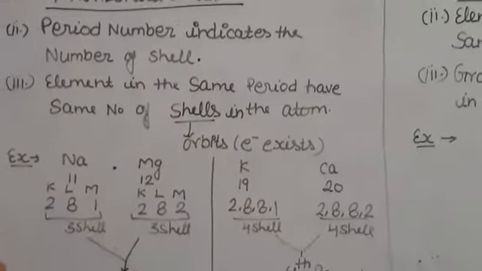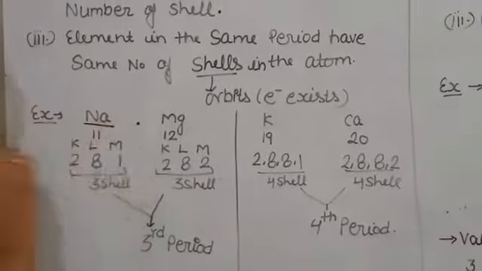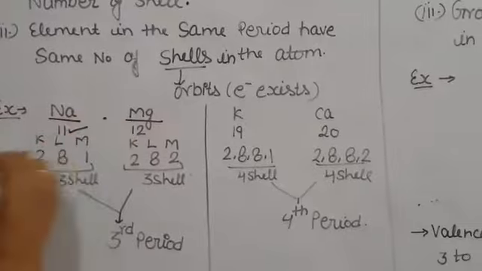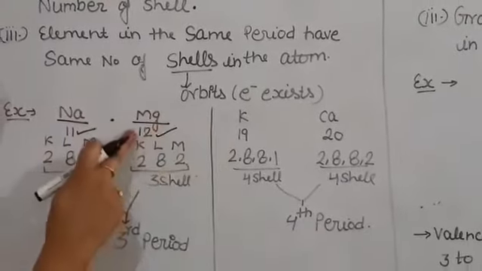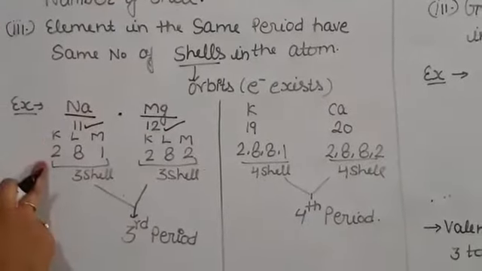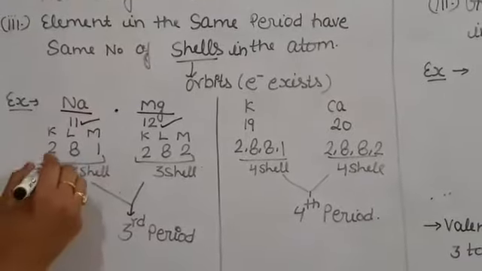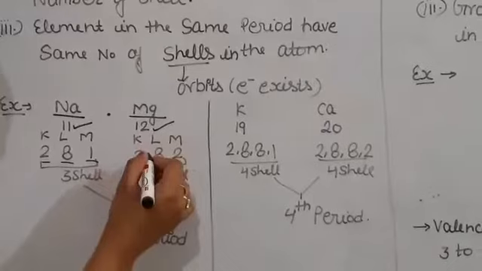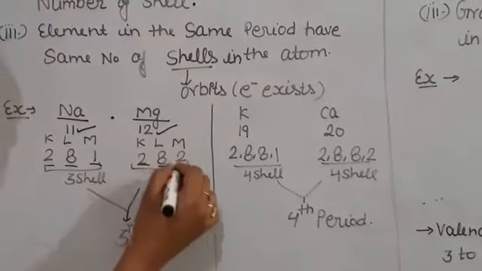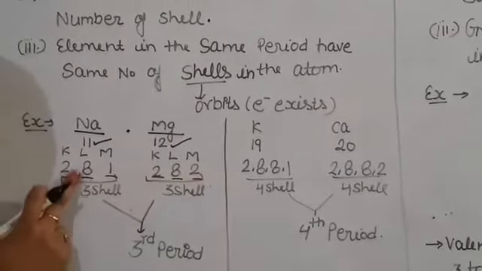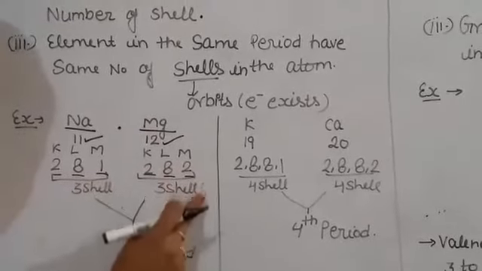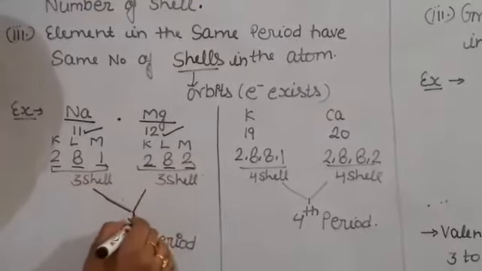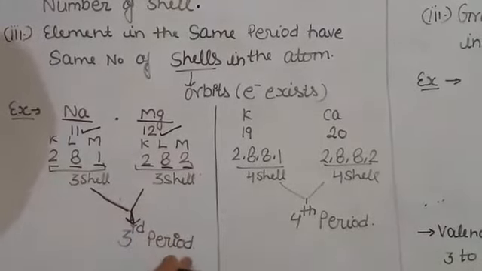Let's consider an example. Here is sodium, here is magnesium. Okay. Atomic number of sodium is 11, atomic number of magnesium is 12. If we distribute the electrons in the shells, sodium becomes 2, 8, 1. And if we distribute the electrons of magnesium, it becomes 2, 8, 2. It means sodium has 3 shells and magnesium also has 3 shells. So both of them are present in the third period.